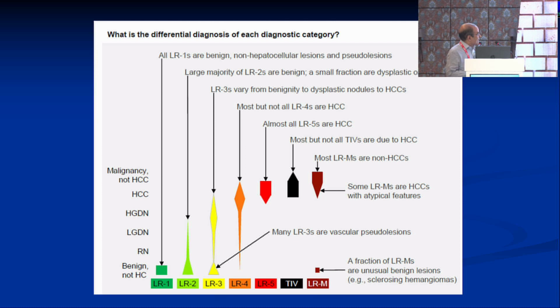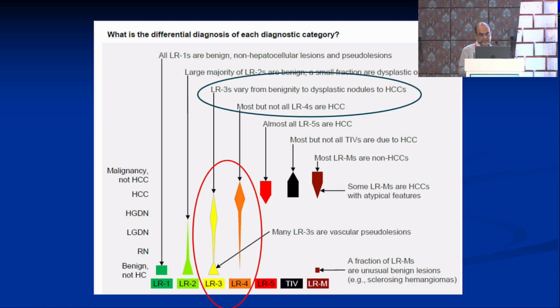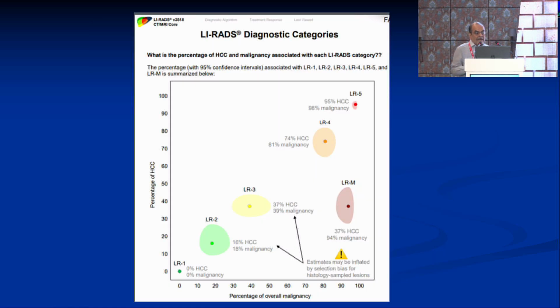This is a schematic which gives us the differential diagnosis of each of these categories. You can see LR1 is totally filled with benign lesions. On the other hand, in LR3, there's a very small probability that the lesion could be an HCC. And in LR4, there is a much higher probability that the lesion could be an HCC. And this gives us the percentage of HCC and malignancy associated with each of the LIRADS categories.